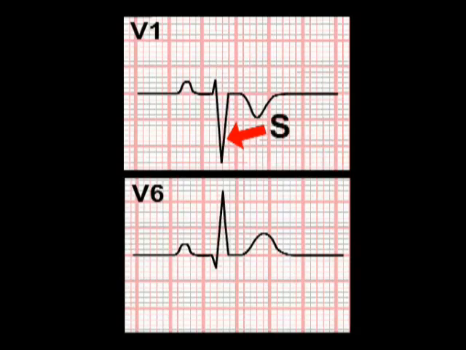S wave. In lead V1, the classical morphology of the QRS complex is a small R wave followed by a larger S wave, while in lead V6, an initial small negative deflection, a Q wave, is followed by a large R wave. In the example shown here, there is no S wave present in lead V6, although a small S wave is seen in this lead in many normal ECGs.